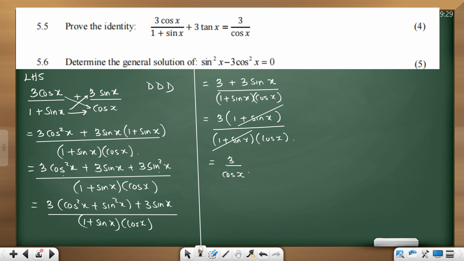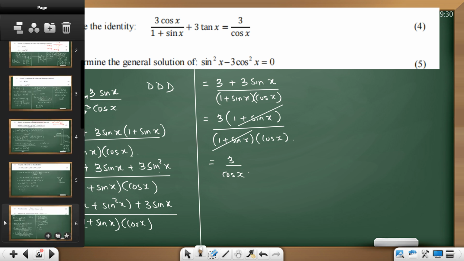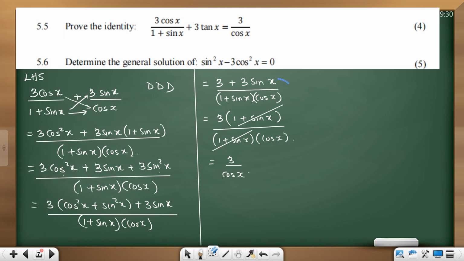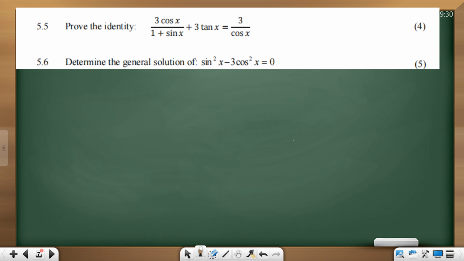Thank you very much. All right, so guys, you need to go over the whole thing again. And you can see this question alone, the total is 30 marks. So it is very, very important. 5.6, general solution. Sine squared x minus 3.